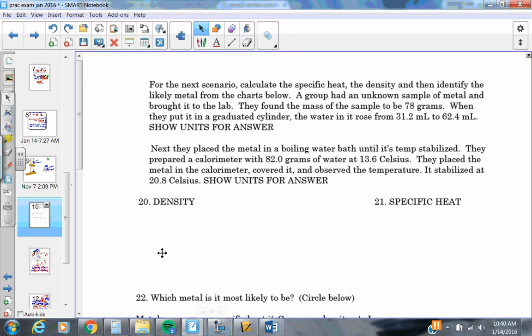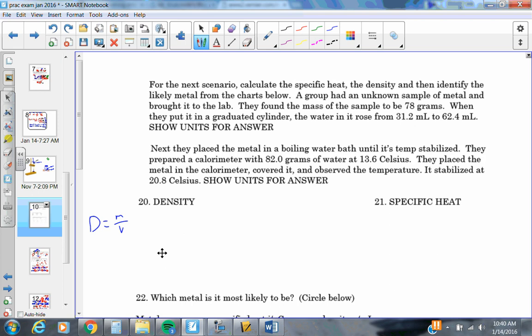Page 6 is modeled just like a lab that we did where you were given an unknown sample and trying to figure out what that metal was. It's based on two physical properties, density and specific heat. Density is simply equal to mass divided by volume.